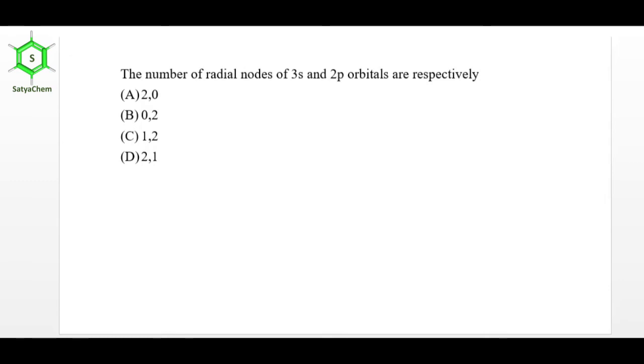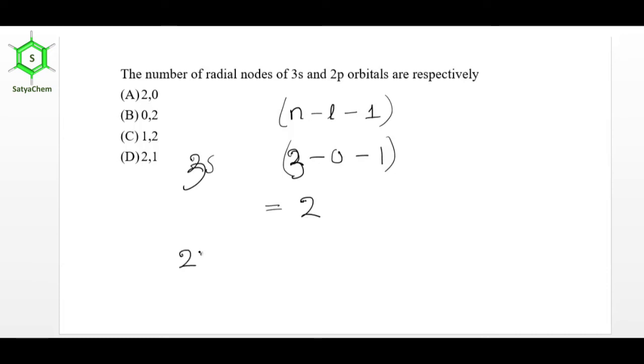The next question is: the number of radial nodes of 3s and 2p orbitals are respectively, there are 4 options. We know that the number of radial nodes is equal to n minus l minus 1. For 3s, n equals 3, l equals 0, then 3 minus 0 minus 1, so it is 2. For 2p, n equals 2, l equals 1, so 2 minus 1 minus 1 becomes 0. So the correct option is 2, 0.